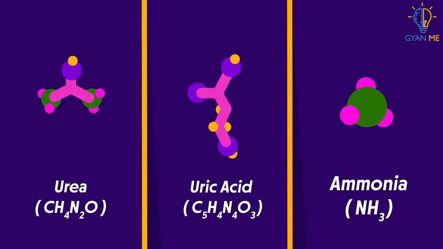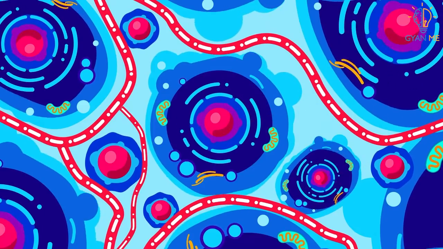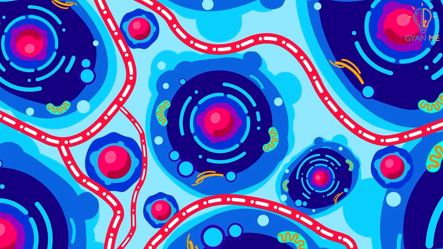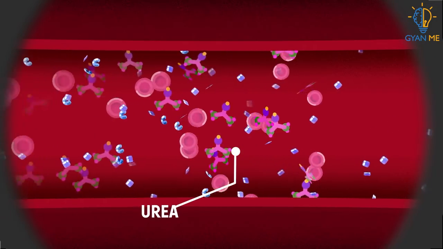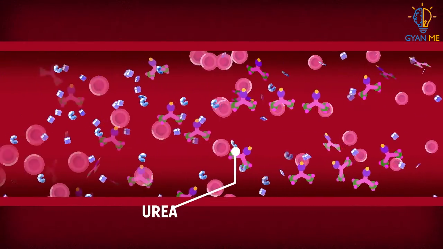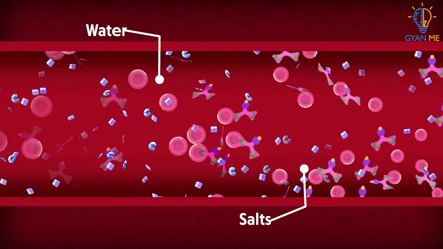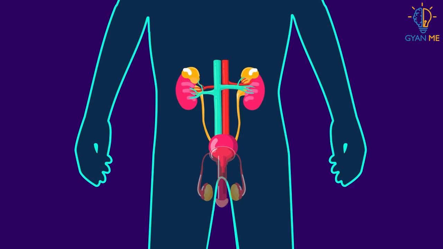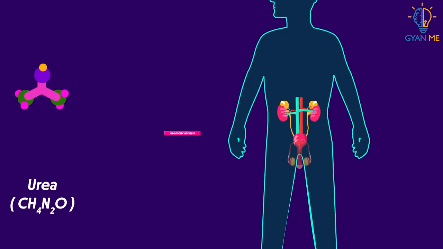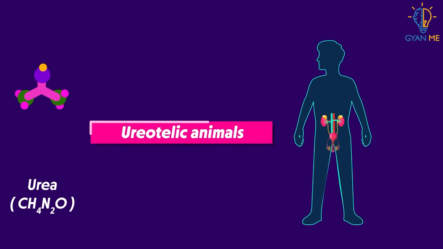In some organisms like mammals, including humans, body cells break down food, especially proteins, and release a nitrogenous product called urea into the blood. Urea, along with water, salts, and some other waste, forms the urine. Such organisms which excrete urea in the form of urine are called ureotelic animals.